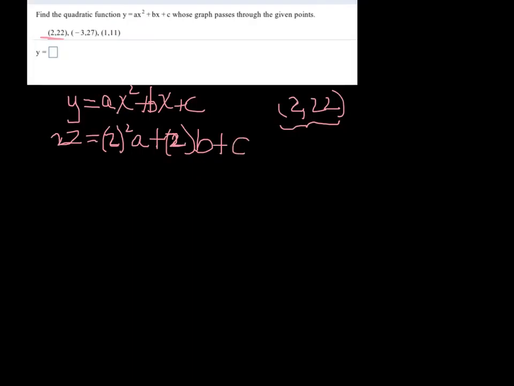So we can simplify this first equation. I'm calling this my equation A, or you can call it something else if you think there's too many variables floating around. Once we simplify, we're going to have 22 equals 4a plus 2b plus c. So there is our first equation. You will follow that same process with the second ordered pair given and with the third ordered pair given. Once you have done that, you will have equations B and C, and you will have your system to solve.